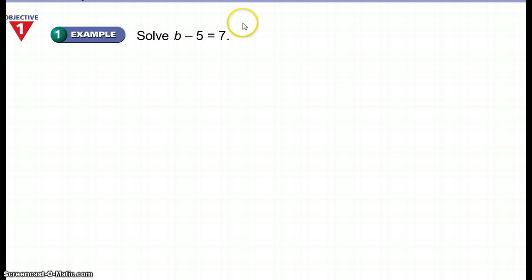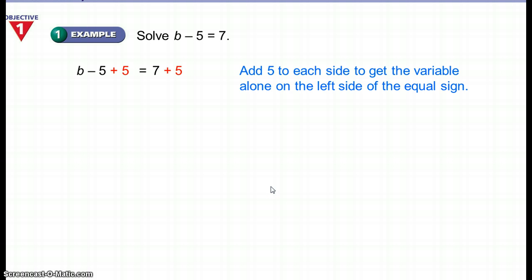So when we look here, we know we have to get rid of this minus 5. So we want to do the opposite of a minus 5. So we need to figure out what the inverse operation is for subtraction. And to undo subtraction, we're going to add. So we will add 5 to both sides of our equation.